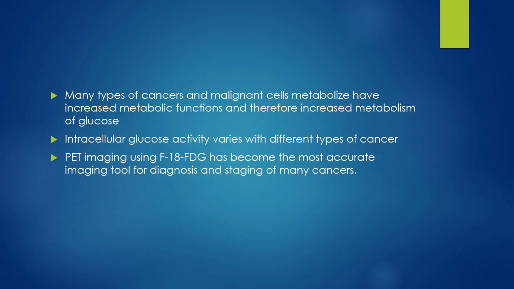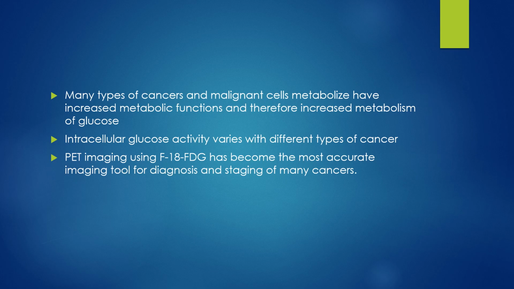So there are many types of cancers and malignant cells that have increased metabolic functions, and therefore they have increased metabolism of glucose. Intracellular glucose activity varies with different types of cancer, and a lot of it has to do with how malignant or how aggressive the cells are. Certain types of cancer don't hypermetabolize sugar at all. So most cancers, but not all, will.